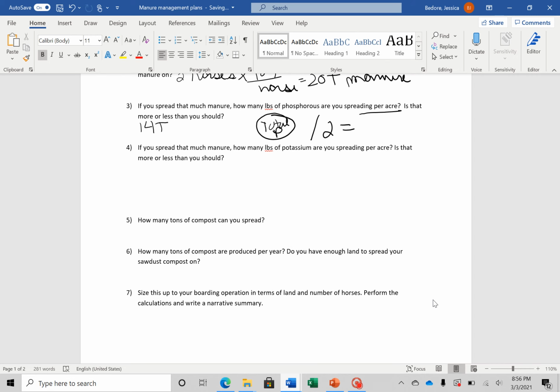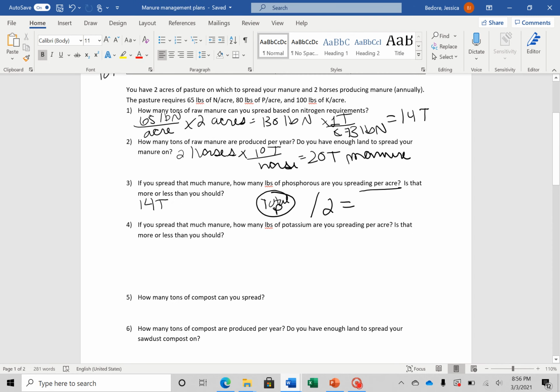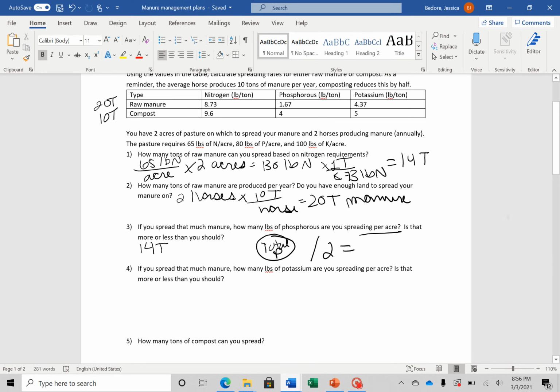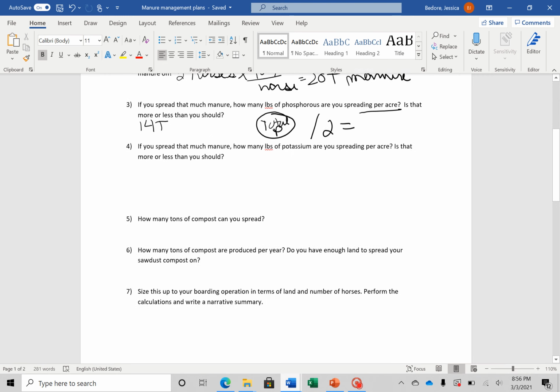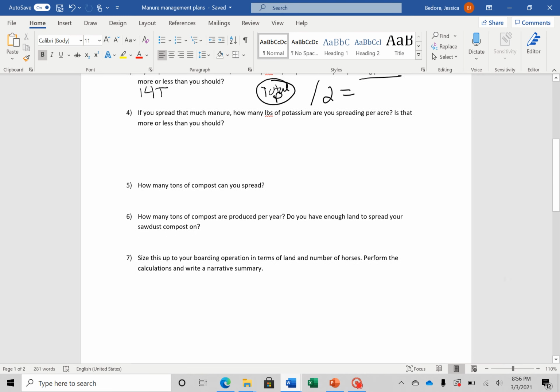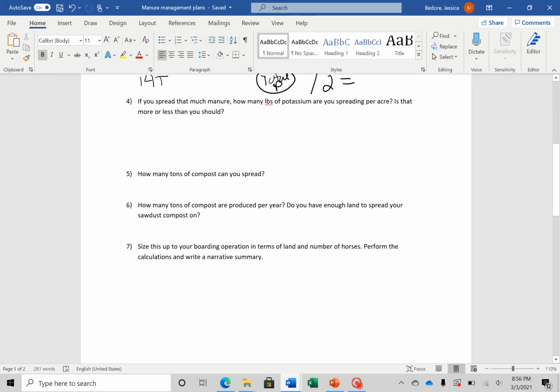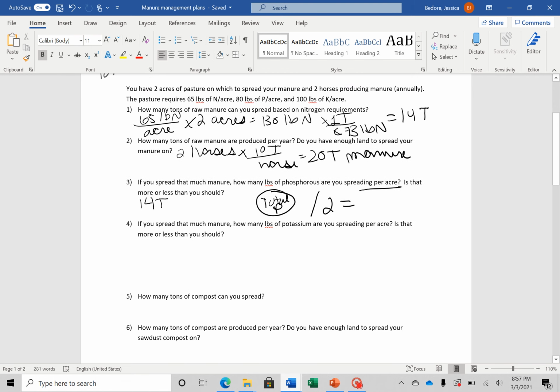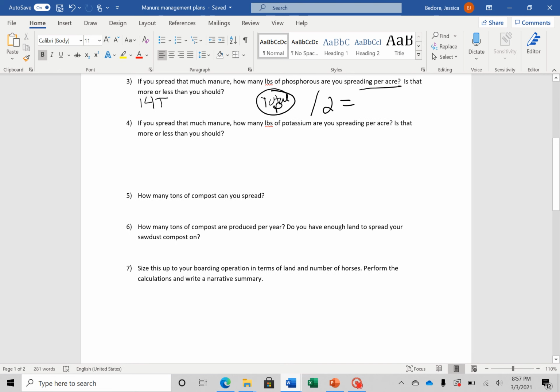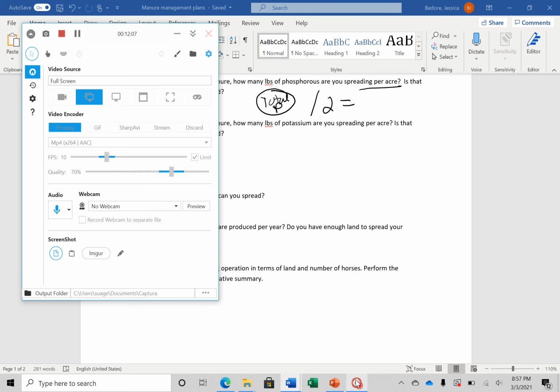Questions 5 and 6 have to do with compost. So you're using the same math, but you're substituting in your compost values. And then in 7, size up to your boarding operation in terms of land and your number of horses. So I gave you 2 horses. A lot of you had 20 horses. Some of you had 200 acres. Some of you had fewer acres, but you can put those numbers in place here and then perform the calculations and write a brief summary, like 2 to 3 sentences. Okay? That's all.